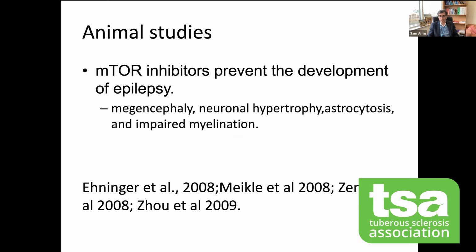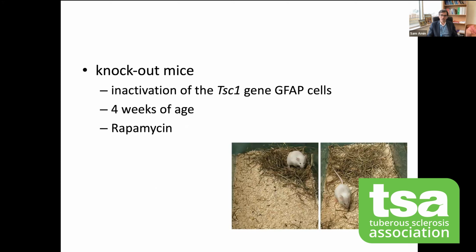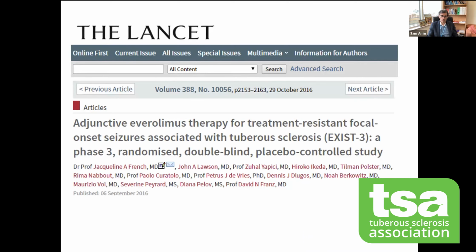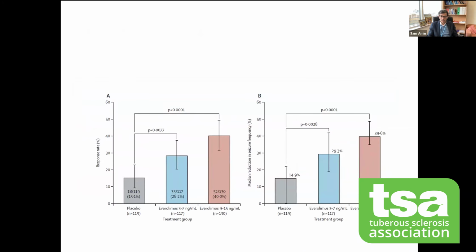So initially it started with animal studies. As you can see, these two little animals had TSC and they were given rapamycin, and it was shown that rapamycin was effective for their seizure control. And after that, there was a big international trial using Everolimus in individuals with TSC and looking at the effect of this drug on epilepsy. I may have shown you these slides previously.